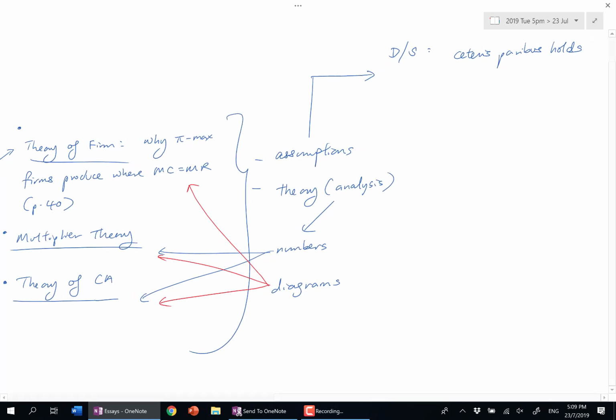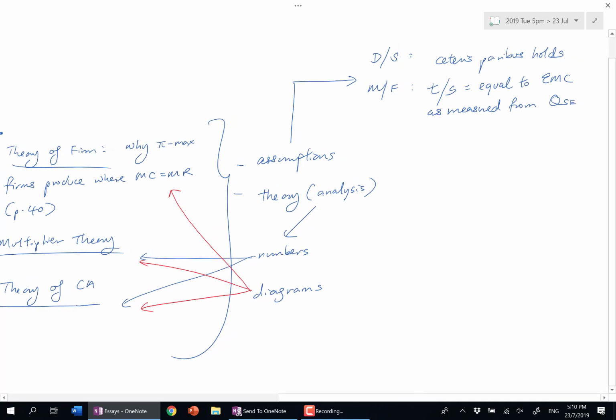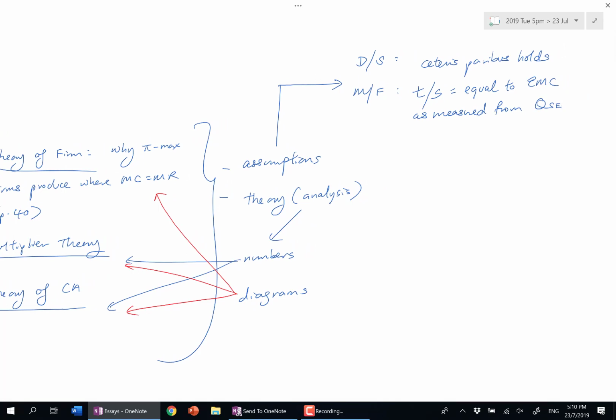In the world of market failure, we assume that when the government taxes or subsidizes a good, it's always set equal to EMC, as measured from the socially efficient level, right? Okay. T&S is a tax/subsidy. Okay.